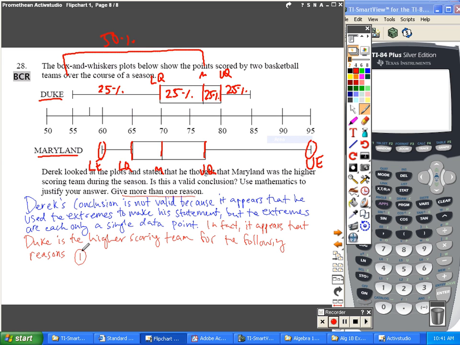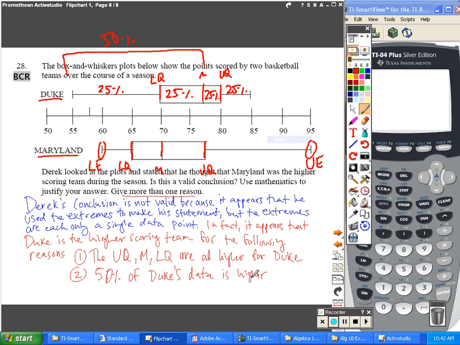1. The upper quartile, median and lower quartile are all higher for Duke. And 50% of Duke's data is higher than 75% of Maryland's data. Unfortunately, we have to conclude that Duke is the higher scoring team.